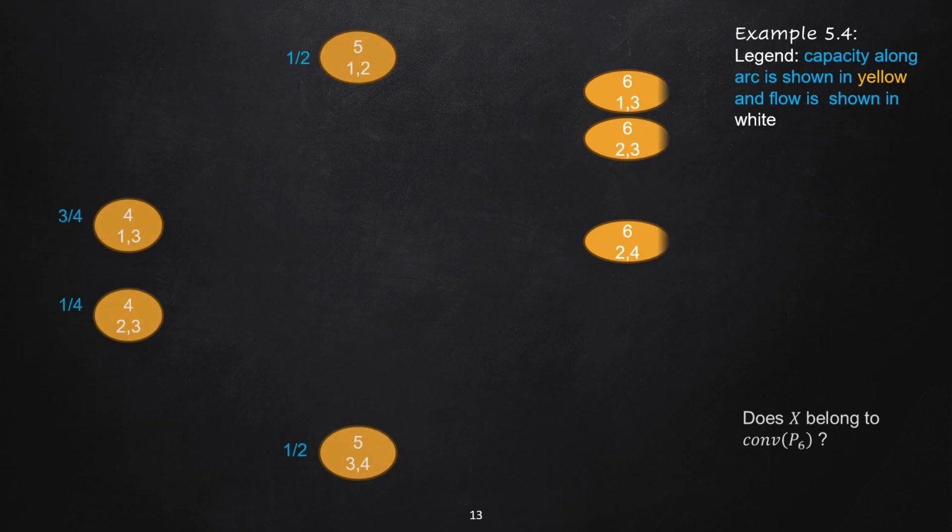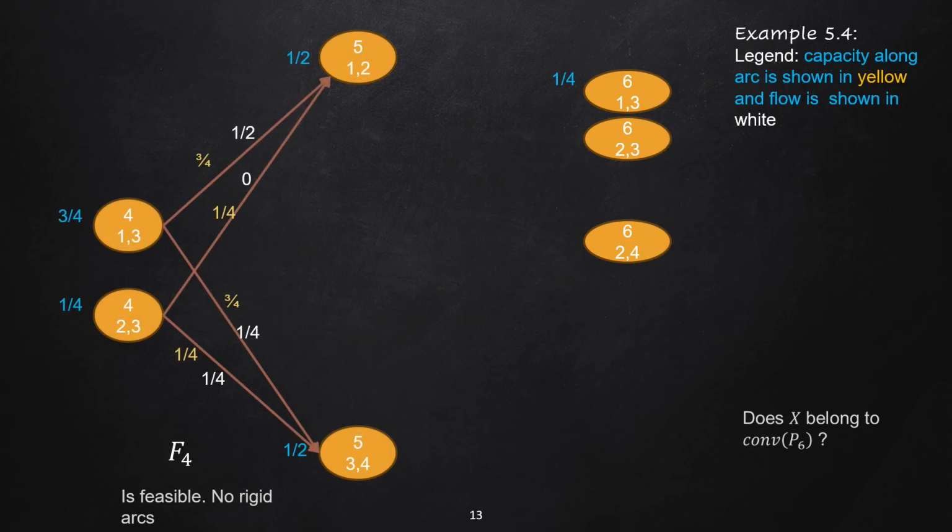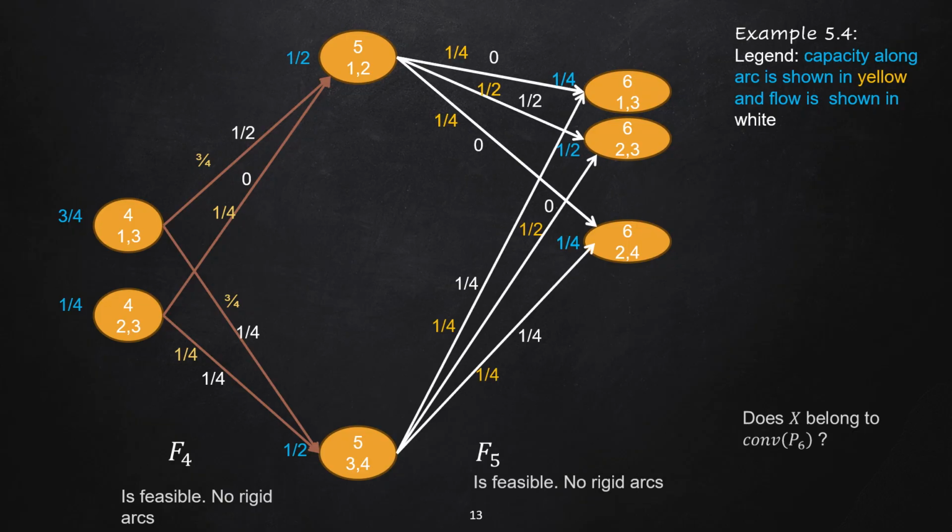In this way, we can complete the F5 network and check that F5 is feasible. And F5 has no rigid arcs. The question is, does X belong to convex P_K?